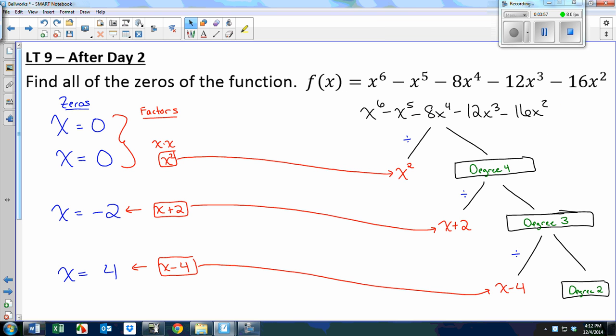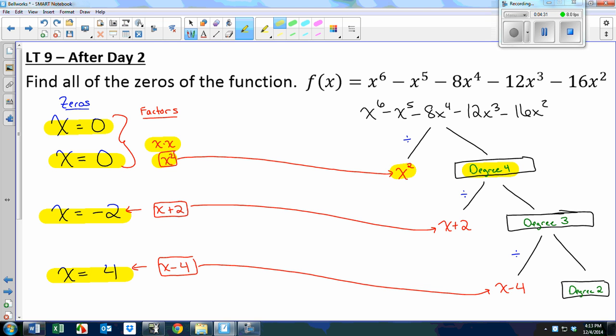Let me explain what we're looking at. We're looking at the same information that we were just discussing. We saw x equals 0 as a double root, and we saw x equals -2 and x equals 4 as zeros from the graph. The factors for x equals 0 and x equals 0 become x times x, or x squared. As we did earlier, that's the first thing in the factor tree that we factor out or divide out. We chose to factor that out, and we got a degree 4 polynomial.